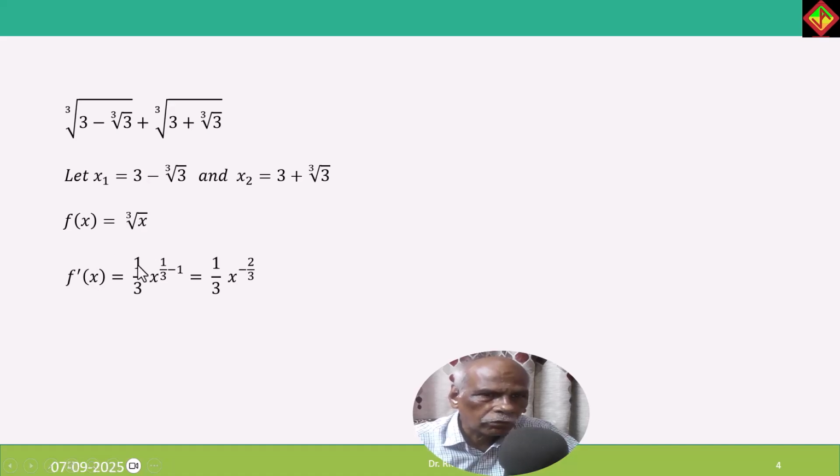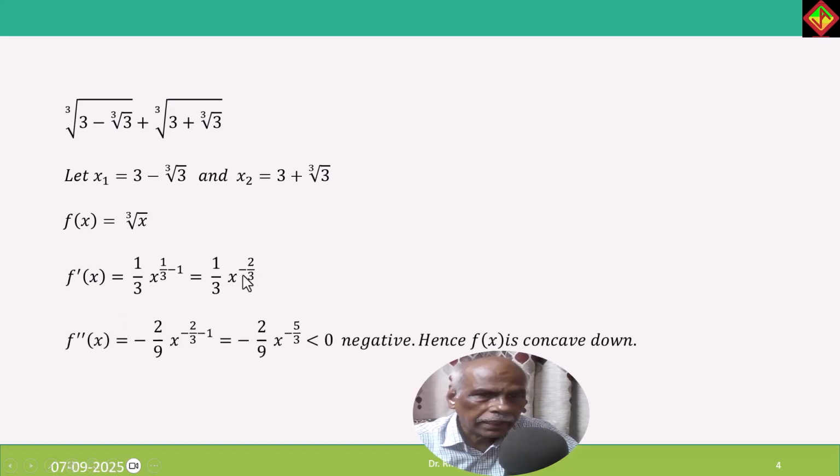இதுக்கு first differential வந்து 1 by 3 x power 1 by 3 minus 1 is 1 by 3 x power minus 2 by 3. Second differential பார்த்தானாக்கா, so 1 by 3 into minus 2 by 3 x power minus 2 by 3 minus 1 is minus 2 by 9 x power. I am not bothered because it is a negative. Minus 2 by 9 வந்தாலே x negative தான். Therefore f of x is concave down. Concave down னா உனக்கு தெரியும் இந்த conditions, yeah, we will see that.